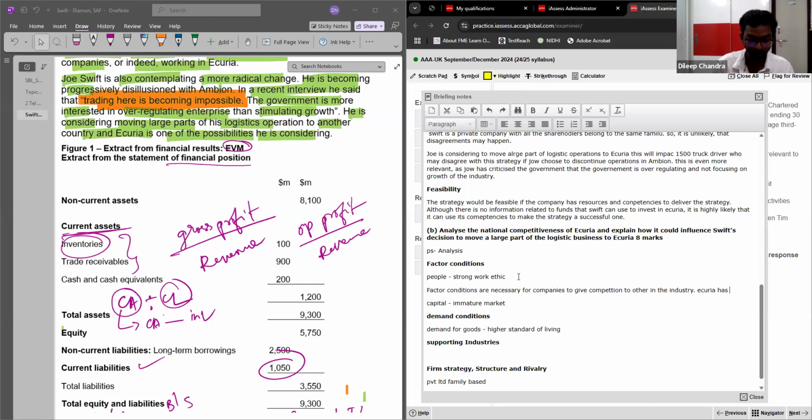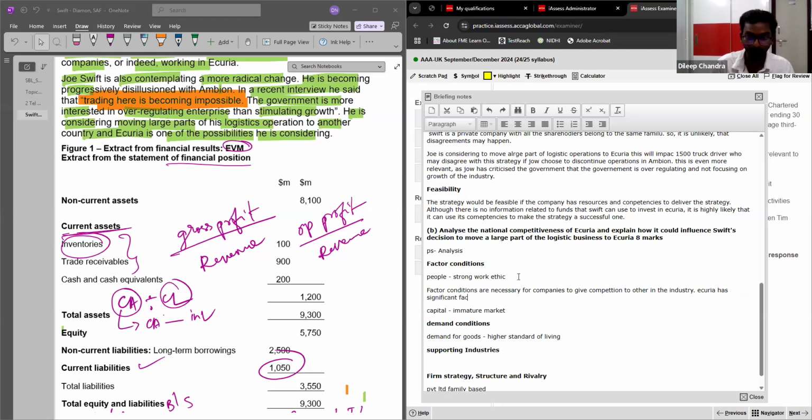ACCA has significant factor conditions. Why? Because, by the way, what is the professional skill? Analysis is being tested. Now I have resorted to the "because." So analysis means we have to talk about reasons. We have to talk about impacts. Because I'll have to justify my fact. I have stated a fact here: factor conditions are necessary for companies to give competition. ACCA has significant factor conditions. I have to say the reason.